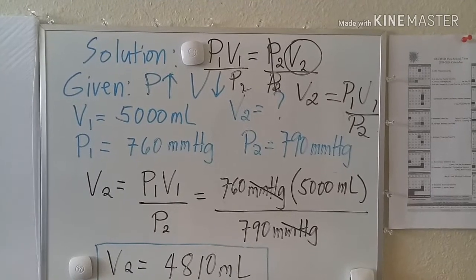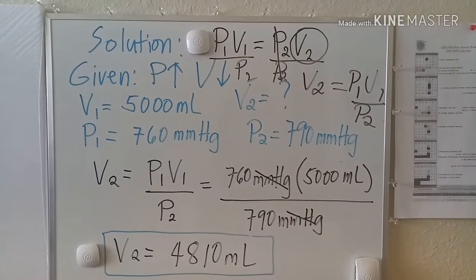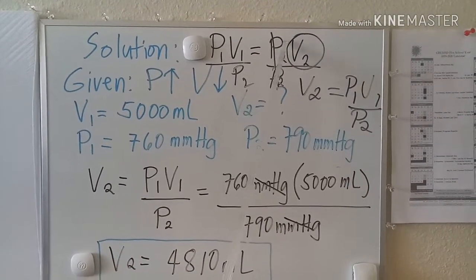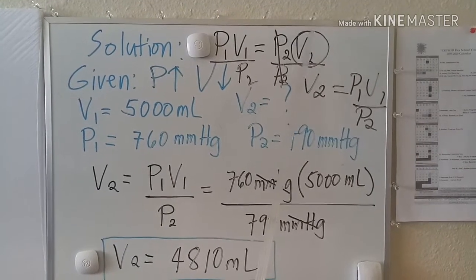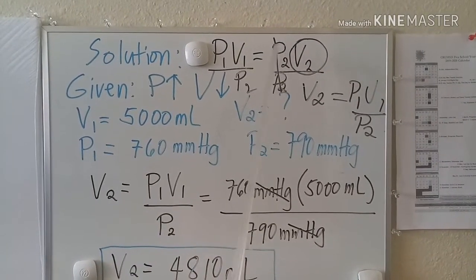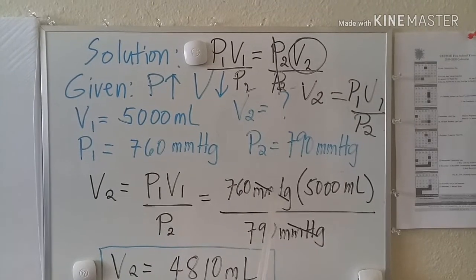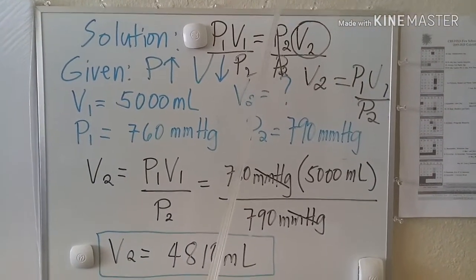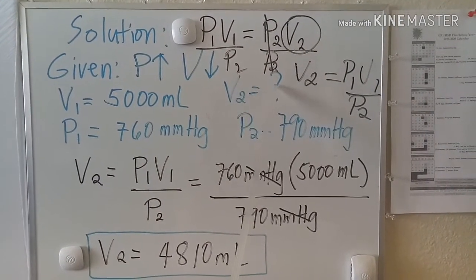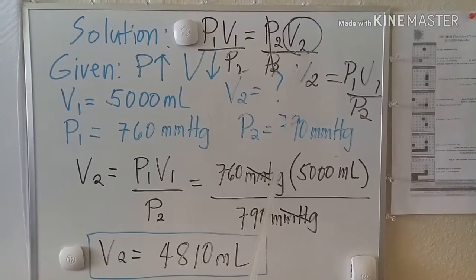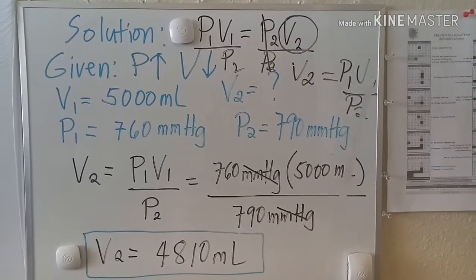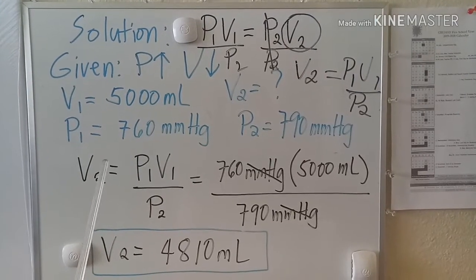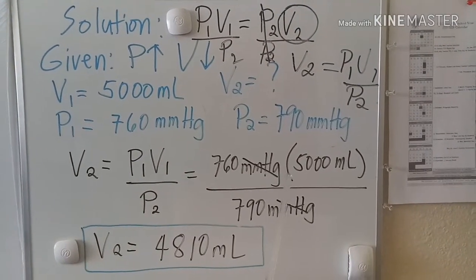All right. So to derive the formula of V2, we're going to divide both sides of the equation by P2. Of course, do not forget to encircle the unknown, which is V2, so you can easily identify the partner variable, which is P2, and you're going to have that as your denominator on both sides of the equation. So in this case, you're going to cancel out P2, and then the remaining formula will be V2 equals P1 V1 over P2.